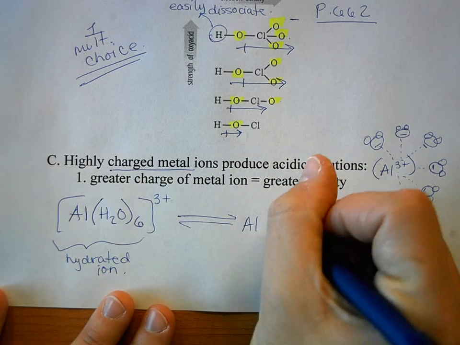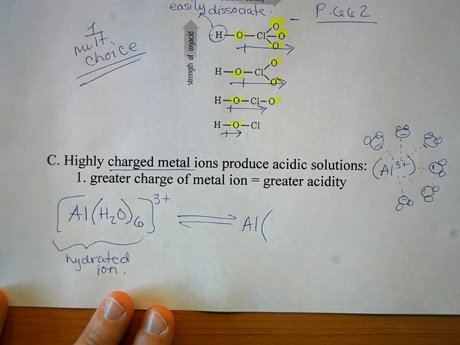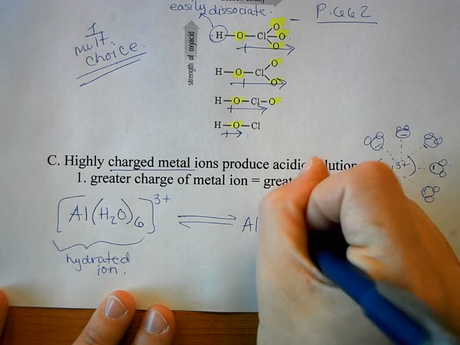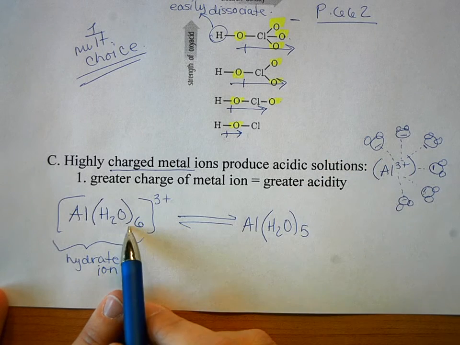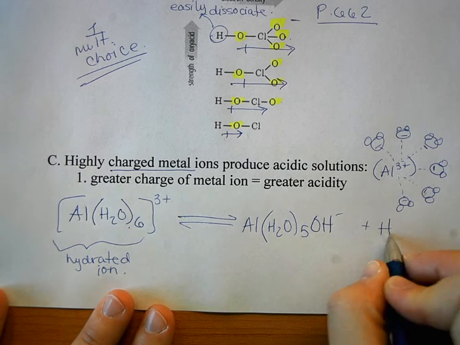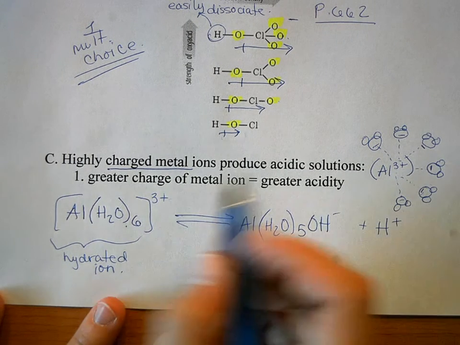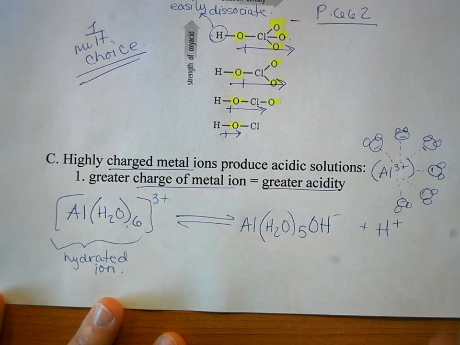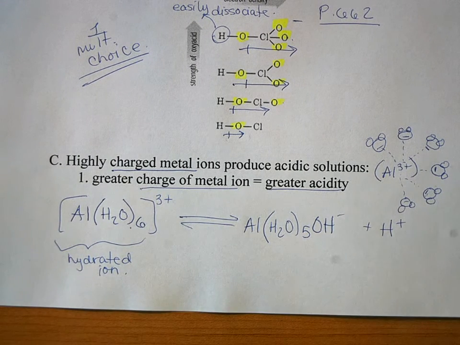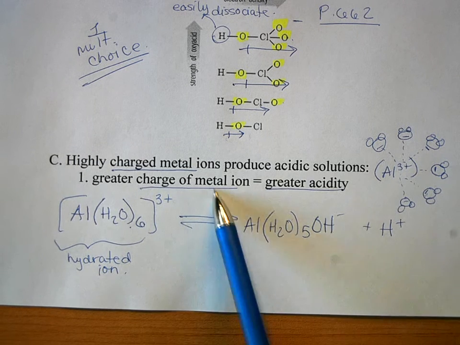When that dissociates, basically one of those water molecules will turn into a hydrogen and a hydroxide. So I'll have H2O, but I'll have 5 of them instead of 6, and then an OH, and then 1 hydrogen ion that will break off of that, which is why it becomes acidic. And then the greater the charge of the metal ion, the greater acidity. So again, you would commonly get a question about which one of these would you expect to be more acidic in solution, and you would just pick the one that has the greater charge.